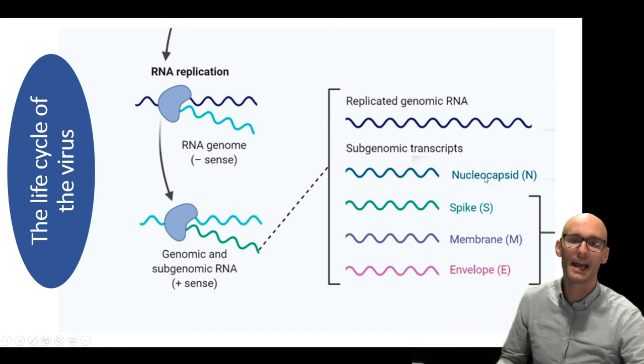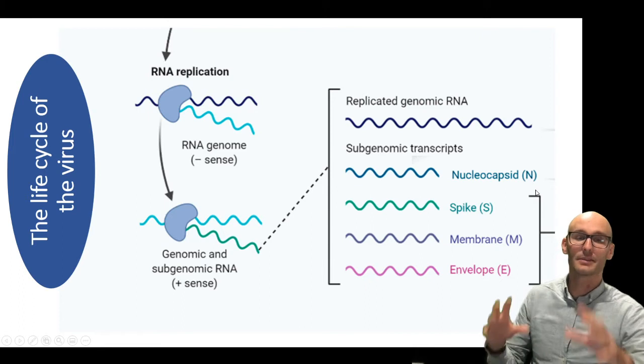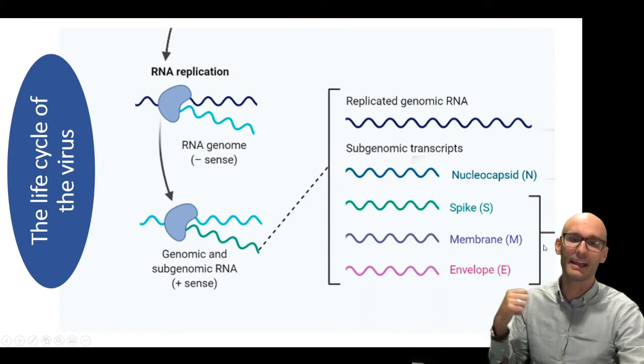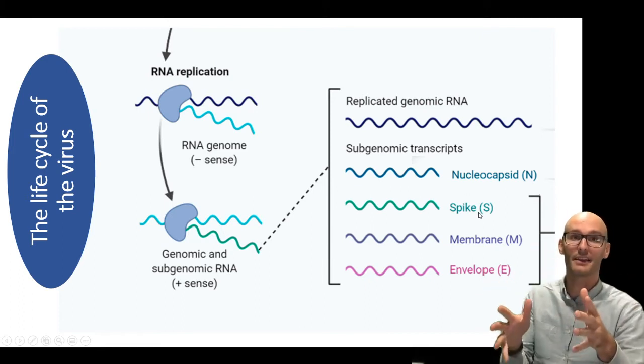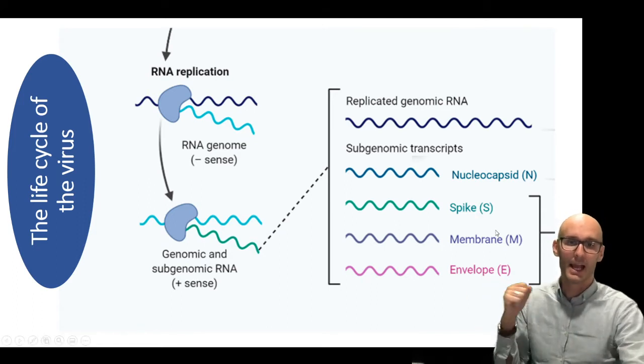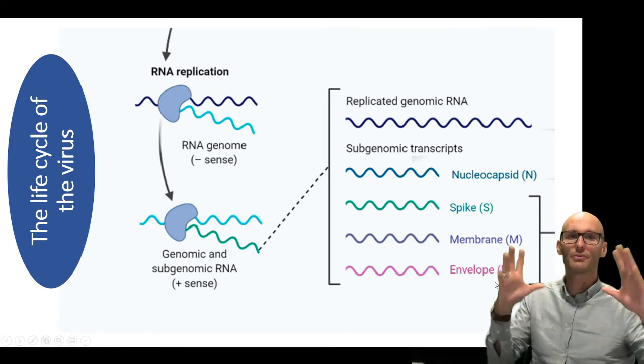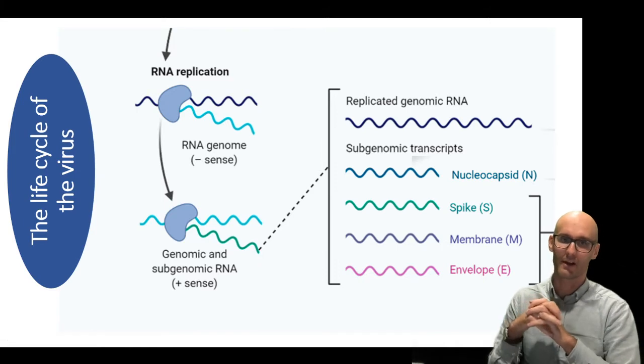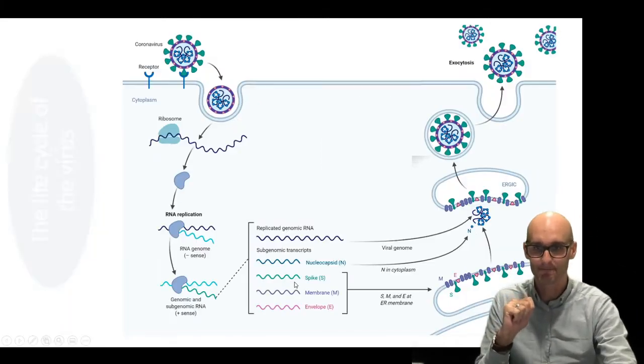So here is the nucleocapsid protein, that's the protein that helps package the RNA, the spike protein, which recognizes the ACE2 enzyme, membrane and envelope proteins, which help form the structure of the virus. And that's where we're heading to next.